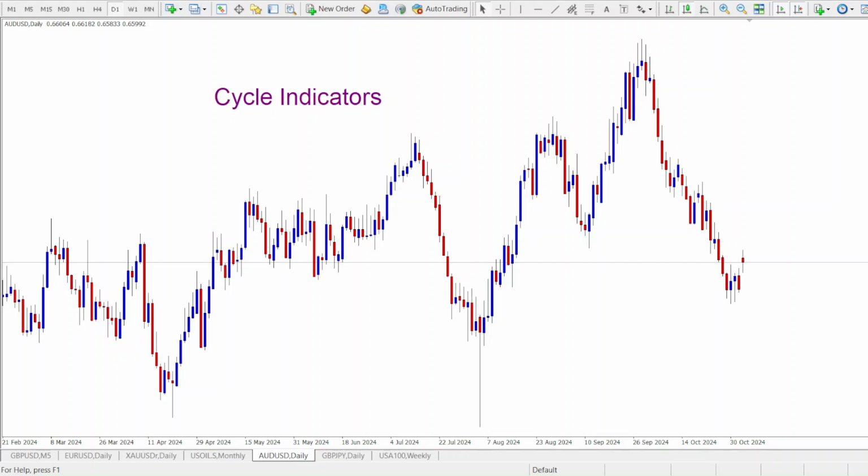In this video, we are going to be looking at a powerful tool in Forex trading, and specifically we are going to be looking at cycle indicators. These indicators are essential for anyone who wants to understand market timing, spotting trend reversals, and making smarter entry and exit decisions.